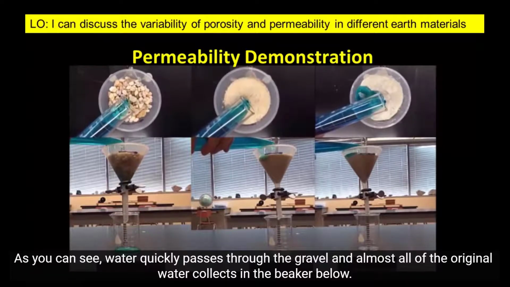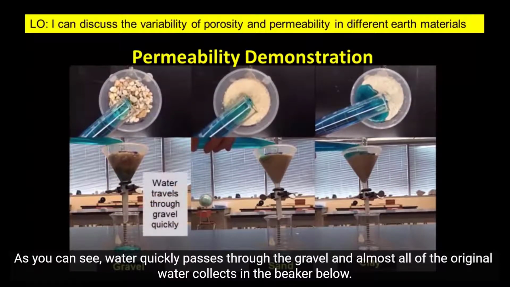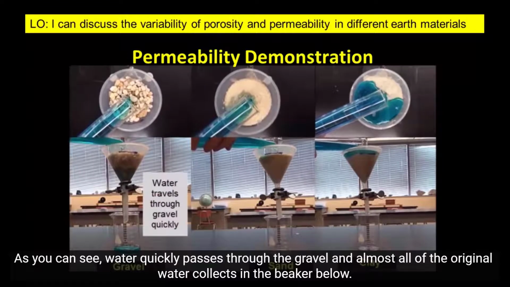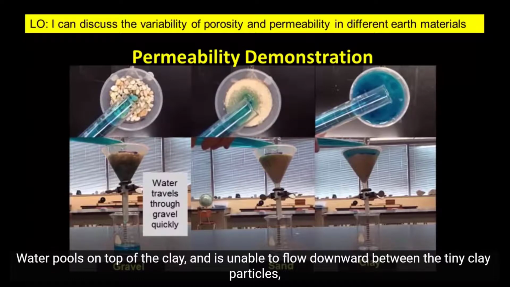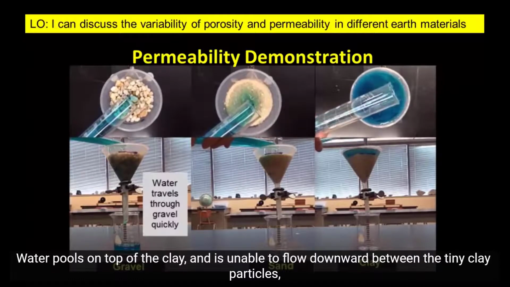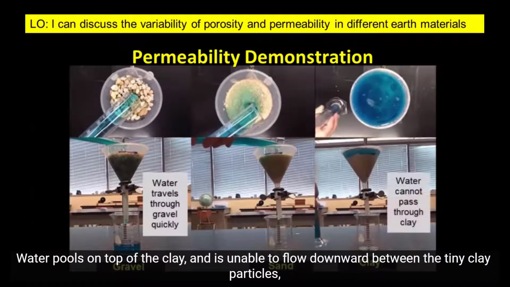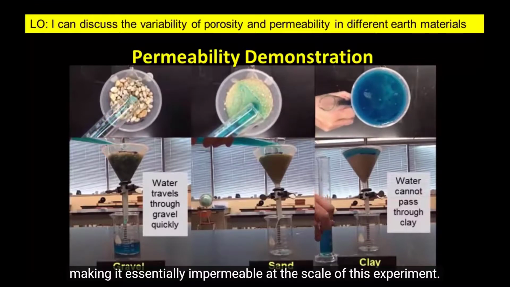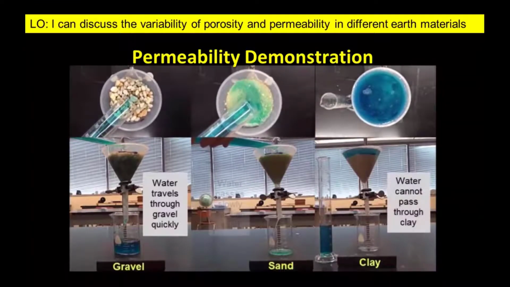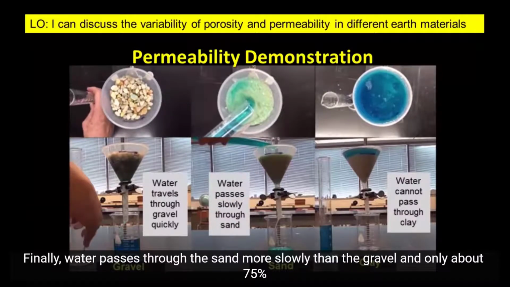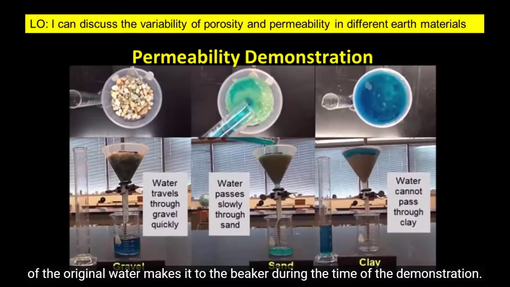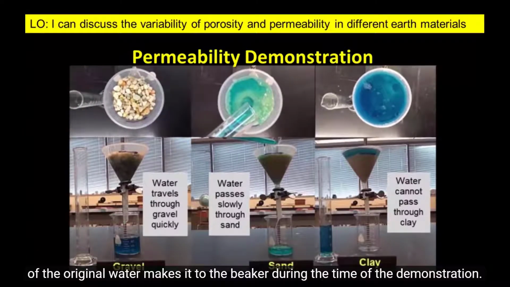As you can see, water quickly passes through the gravel and almost all of the original water collects in the beaker below. In contrast, water pools on top of the clay and is unable to flow downward between the tiny clay particles, making it essentially impermeable at the scale of this experiment. Finally, water passes through the sand more slowly than the gravel, and only about 75% of the original water makes it to the beaker during the time of the demonstration.